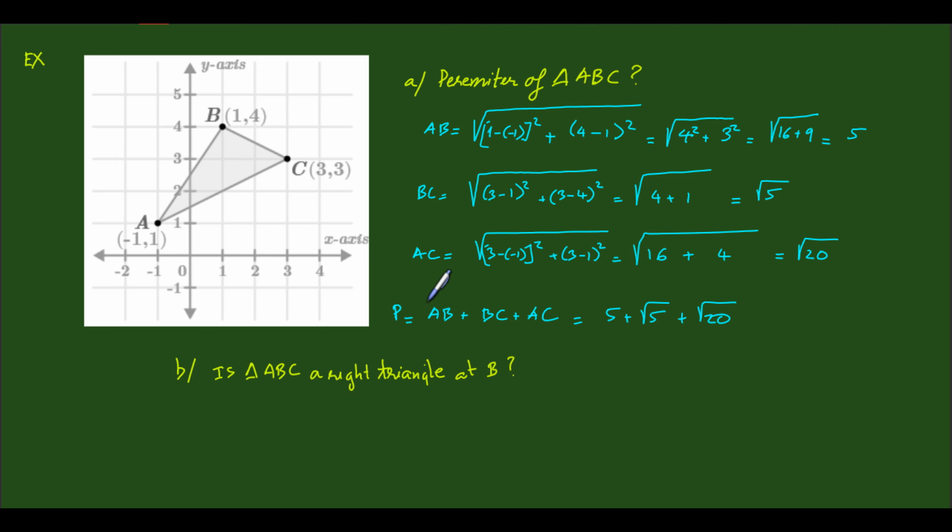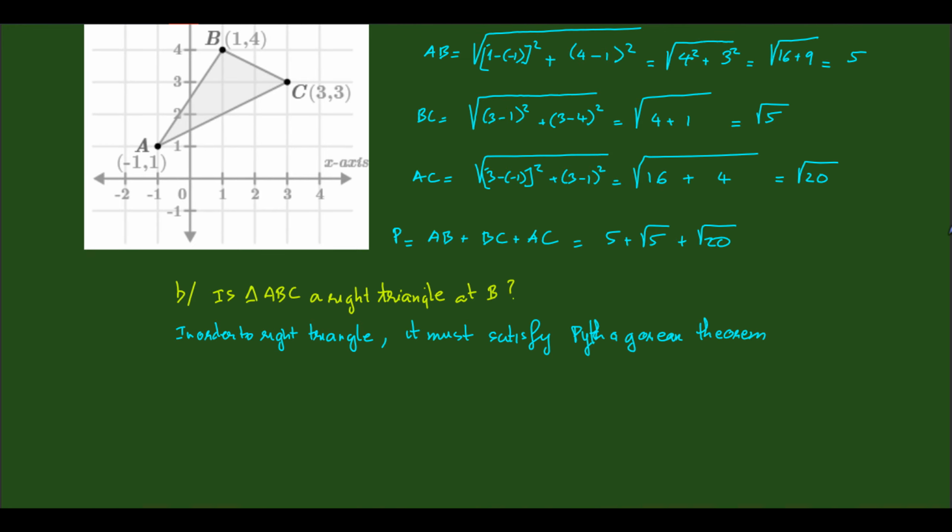in order to be a right triangle, it must satisfy the Pythagorean theorem. It over here means the sides. I mean this. The sides must satisfy the Pythagorean theorem.